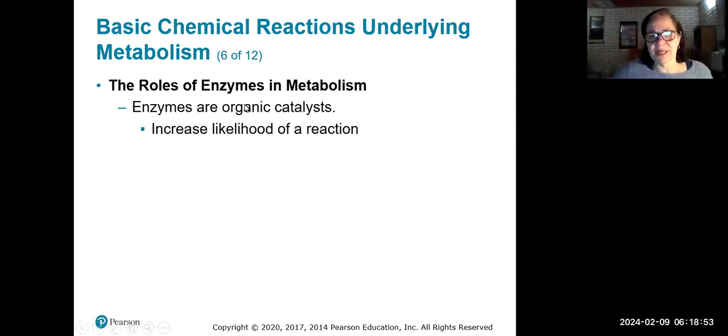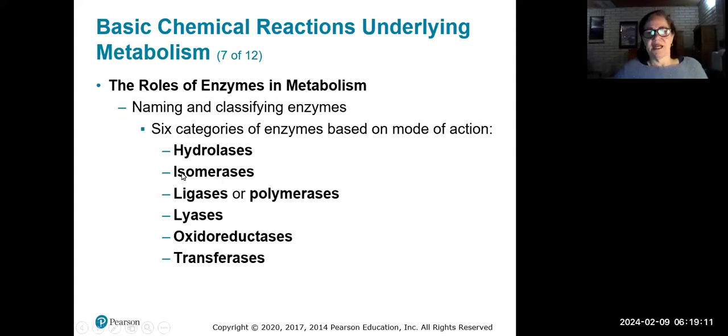And then what I say by organic catalyst, organic, remember that just means that the molecule contains carbon. So for example, proteins. These are enzymes that catalyze reactions. So these are proteins that allow reactions to go faster. That's what enzymes are. There's a bunch of different categories of enzymes.